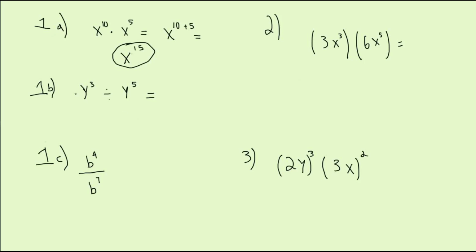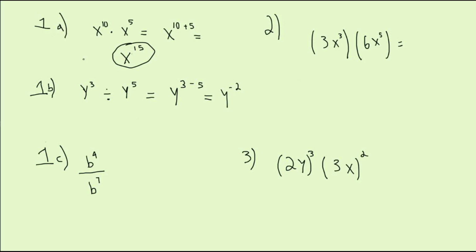Next problem, 1b, y to the 3rd power divided by y to the 5th power. As you can see, they have the same base, so we can write that down here. And when we're dividing exponents, instead of adding them together, we have to subtract them. So we subtract the exponent of 3 by the exponent of 5. And now we have y to the 3 minus 5 power. And 3 minus 5 is negative 2.